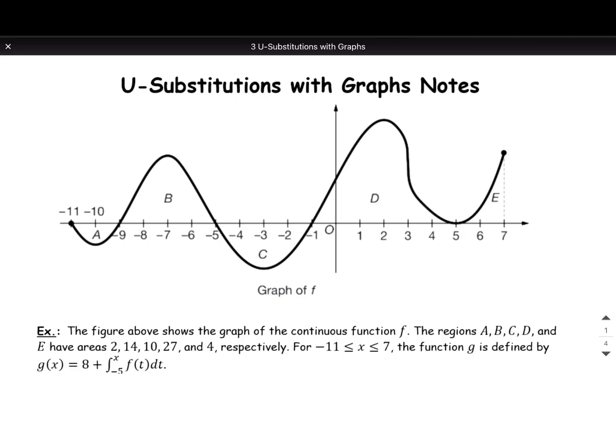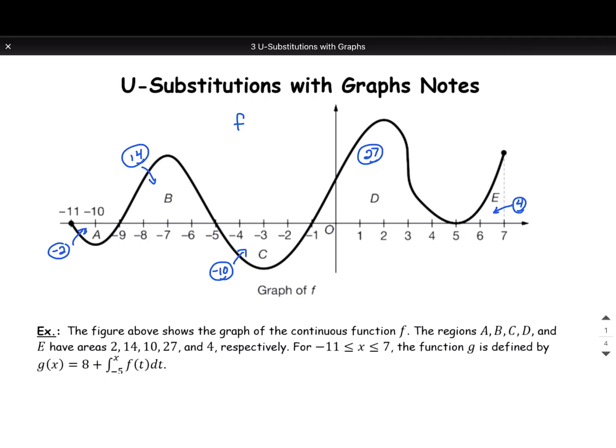We're given a graph of f. It says the figure above shows the graph of the continuous function f. So I'm going to label this f. The regions A, B, C, D, and E have areas 2. So now because it's below the x-axis, I'm going to write a -2 for the integral. This one is 14. This one is 10, but I'm going to make it -10 because it's below the x-axis. This one is 27, and this one over here is 4, okay?